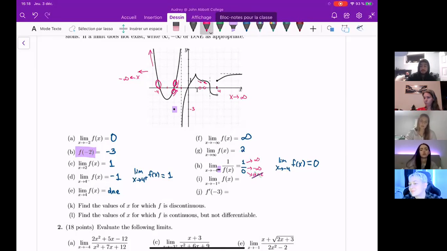Negative. Left side of -4. Positive. Oh, sorry. Yes. So here my y values are positive. So that means that the answer here is positive infinity because the whole thing is positive. So the answer is just positive infinity.